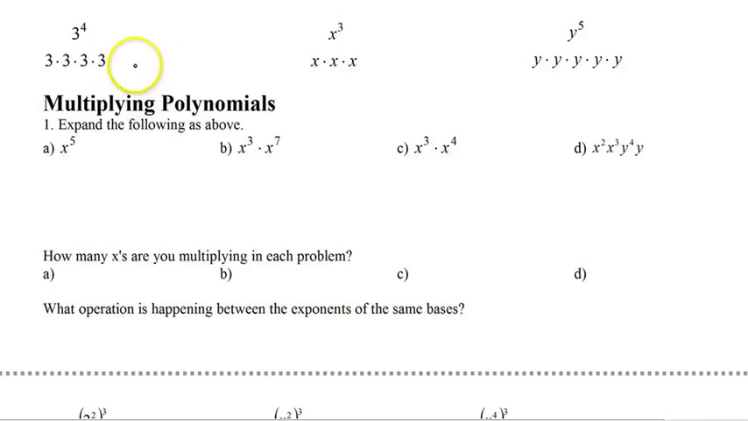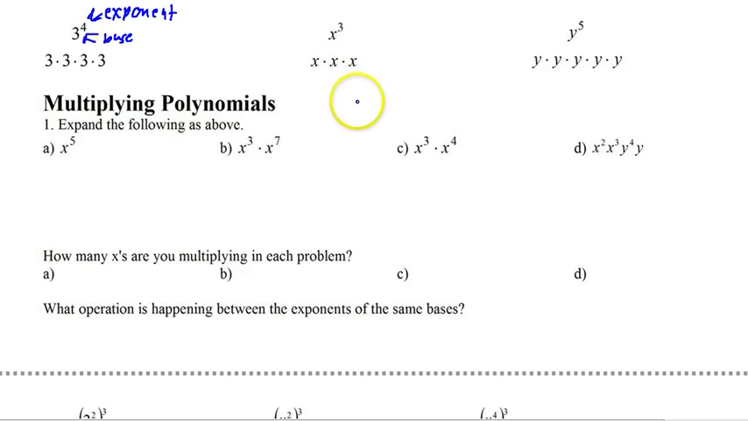Exponent rules for multiplying. This is an exponent right there. It's the number that is on top of our base, and what it means is to multiply that base that many times. So 3 times 3 times 3 times 3. X cubed would be x times x times x. And all of our rules are expanded from this.